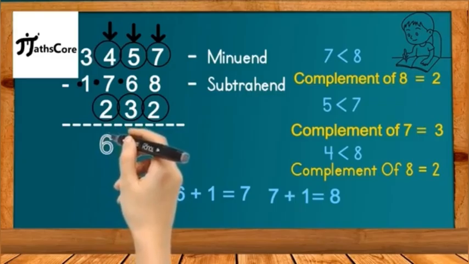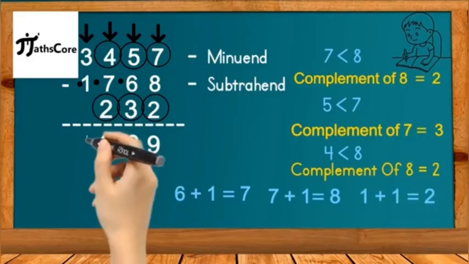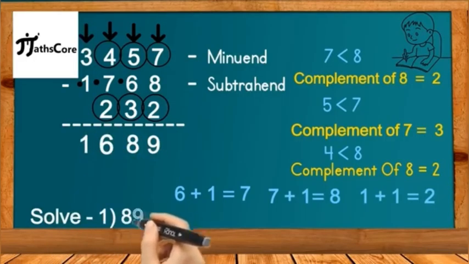Now come to the 1000 place. Dot 1 is there. So 1 plus 1 is equal to 2. We need to subtract this 2 from 3. So 3 minus 2 is equal to 1. So in this way, we will get the final answer 1689.